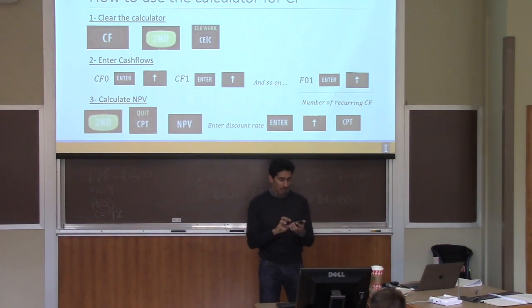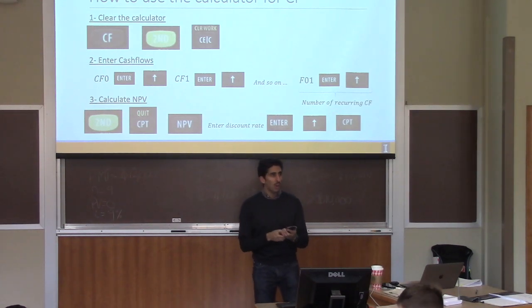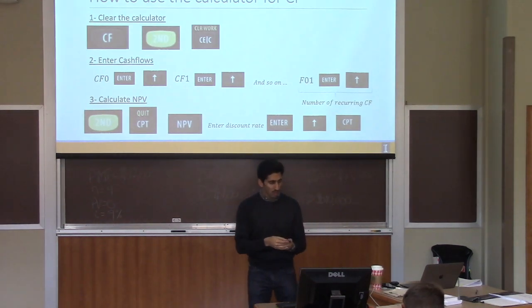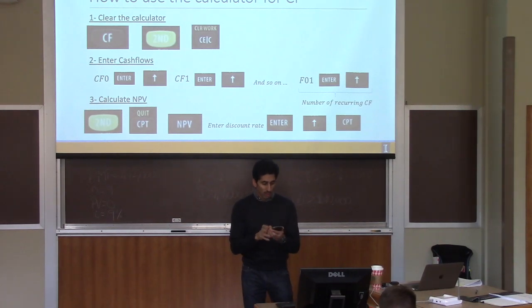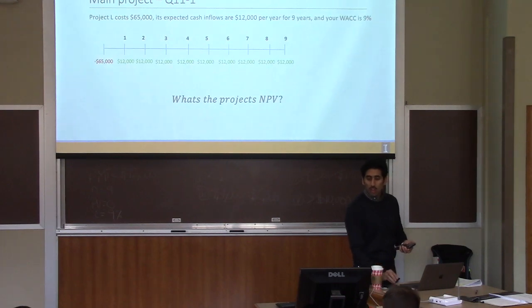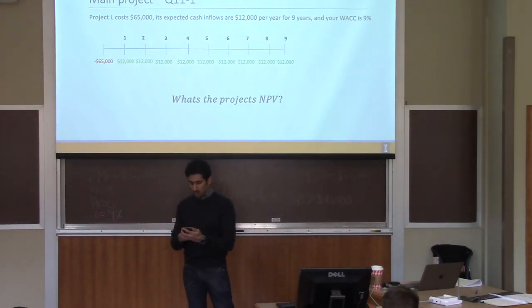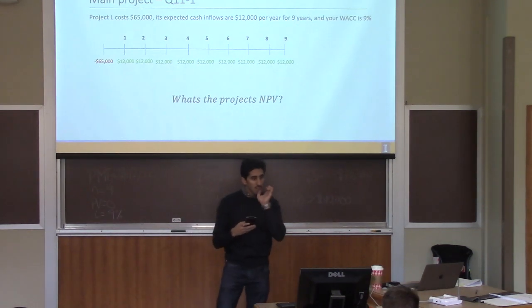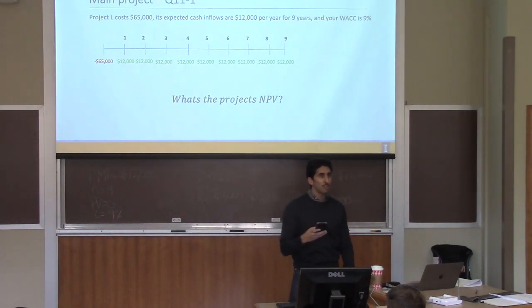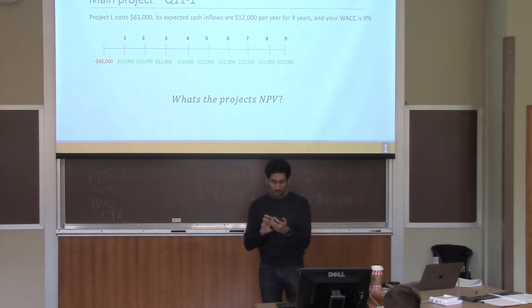First of all, let's clear the calculator. You click cash flows. Second, clear work. Now you have a new sheet. Okay? Second part, we want to enter the cash flows. So you'll see cash flow 0. What's cash flow 0? Is that the cost? Exactly. So it's $65,000. What? You have to put a minus. So it's minus 65,000.